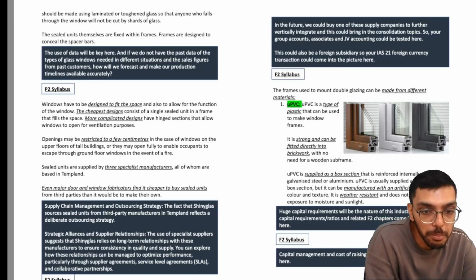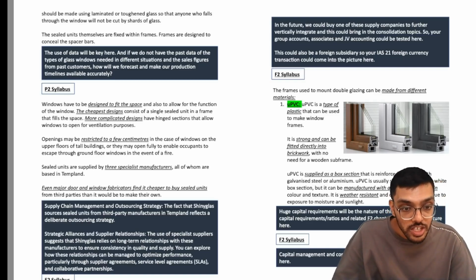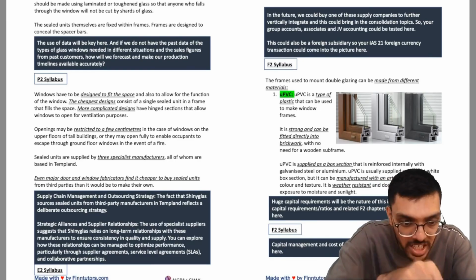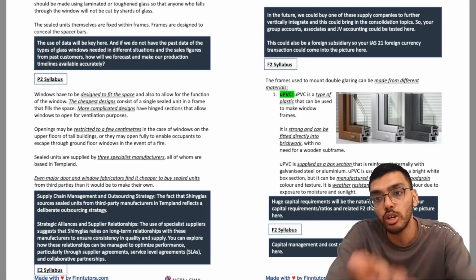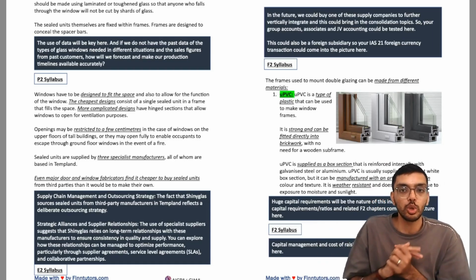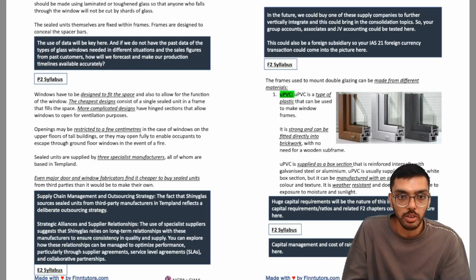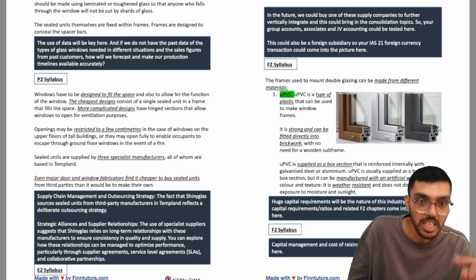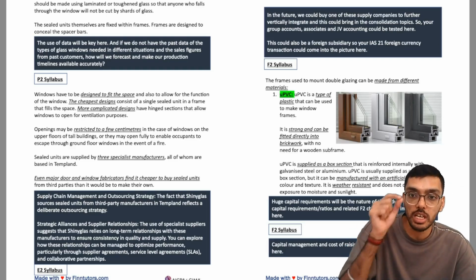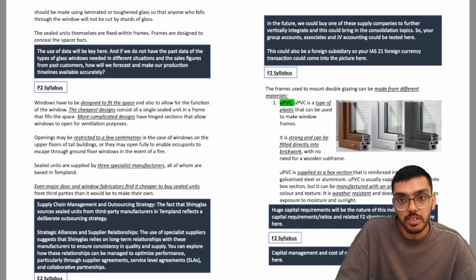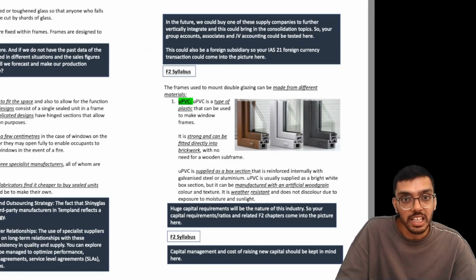So the use of specialist suppliers suggests that Shinyglas relies on a long-term partnership, long-term relationship, because if these sealed units themselves are not good in quality, then your double glazed glass, which is put in frames and then sold to customers, is not going to be good. So your relationship with these suppliers will be key, and an outsourcing strategy from your E2 syllabus, both of these concepts are from your E2 syllabus, is very evident, very clear over here.